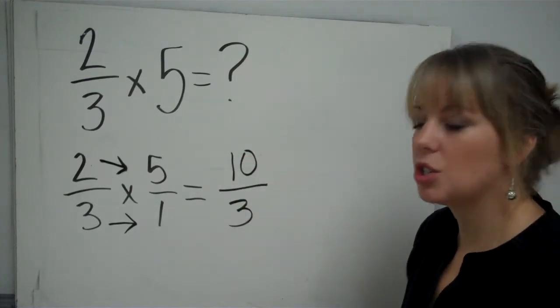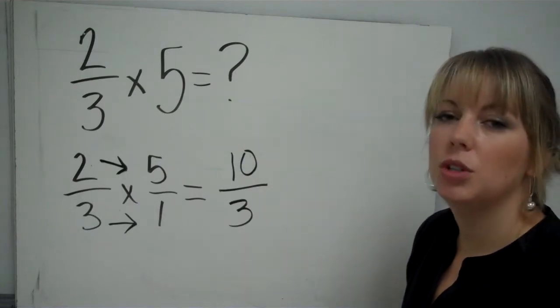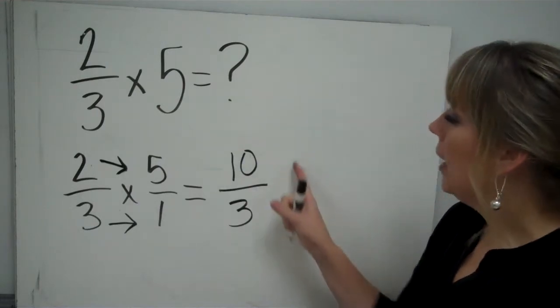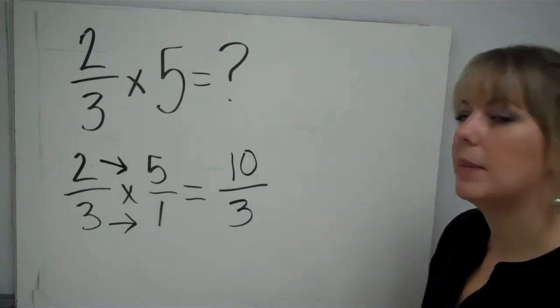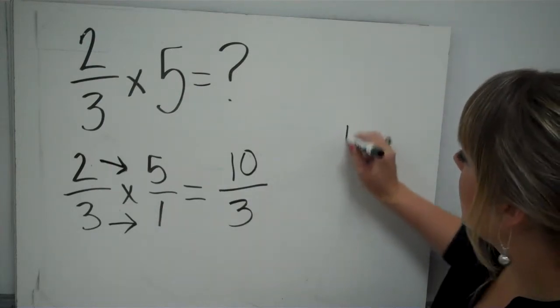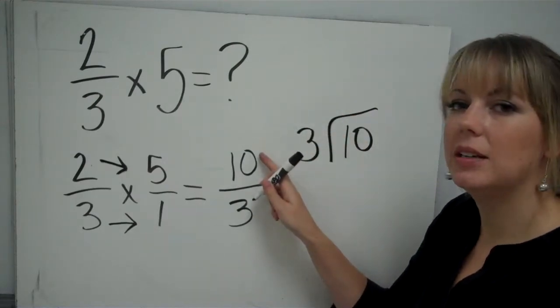Now you're not finished. Your options were either mixed numbers or whole numbers. So that gives you a clue you're going to have to change this to improper, as well as the top being bigger than the bottom gives you that clue. So you need to think about this as 10 divided by 3. Okay, remember, you read it top to bottom.